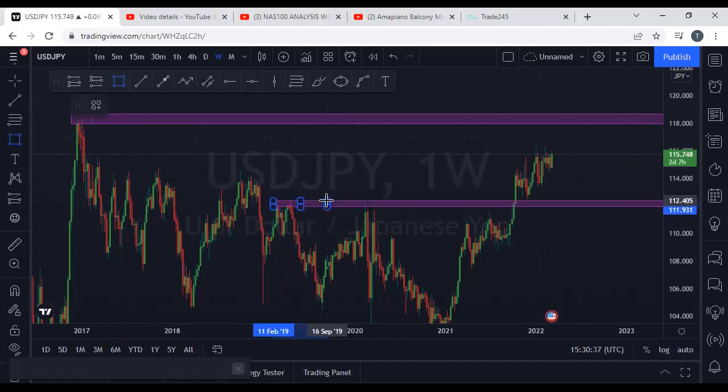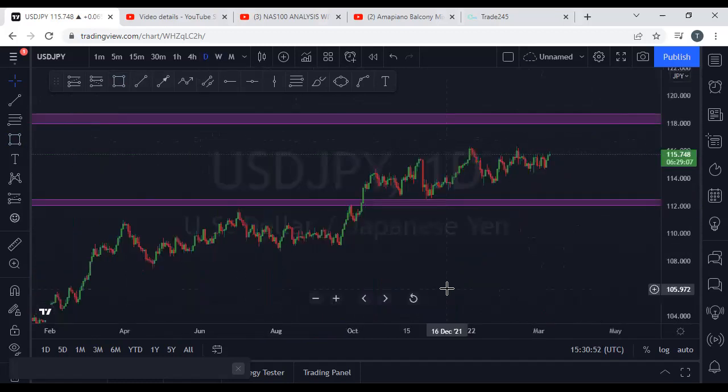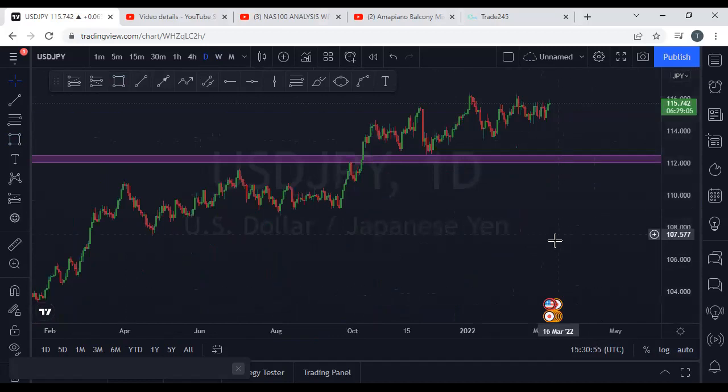So this is also a zone in here. You can see that it touched for the first time, second time, third time, broke and came back to retest, and now you can see that it's buying. Okay, let's lock this one and move down to the daily time frame. What do we have on the daily time frame?